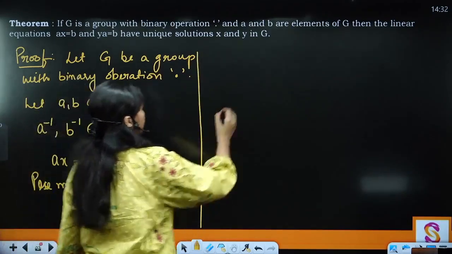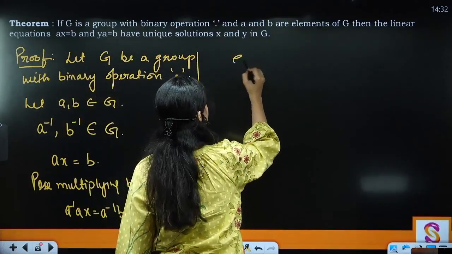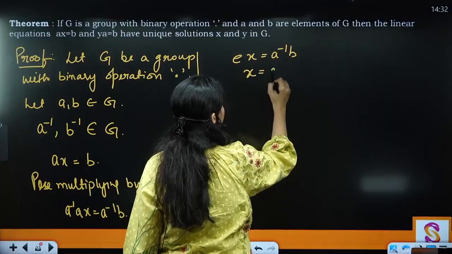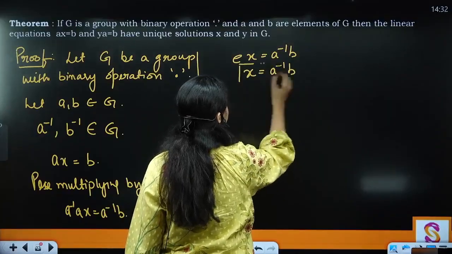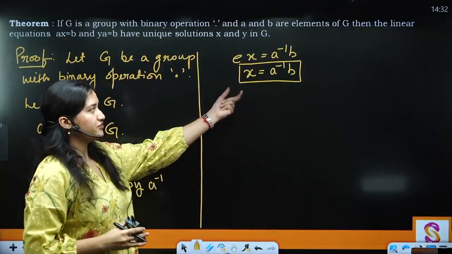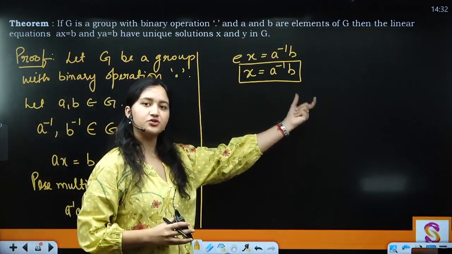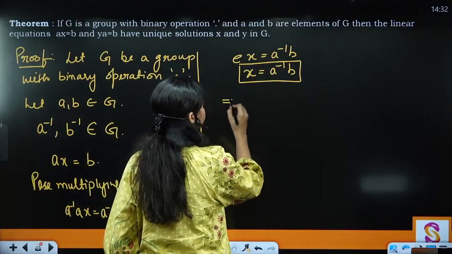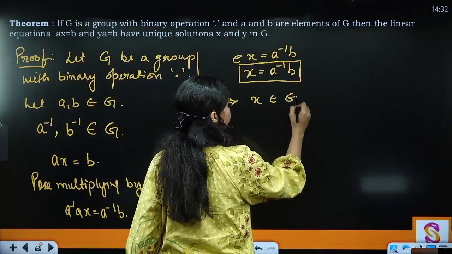Now which leaves me with x equals A inverse B, right? Since A inverse is also part of G and B is also a part of G, that means it belongs to G. This implies that x belongs to G as well, right?